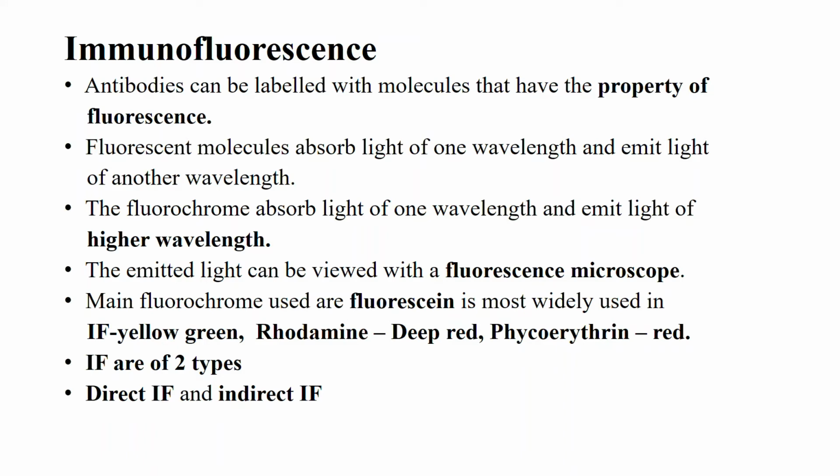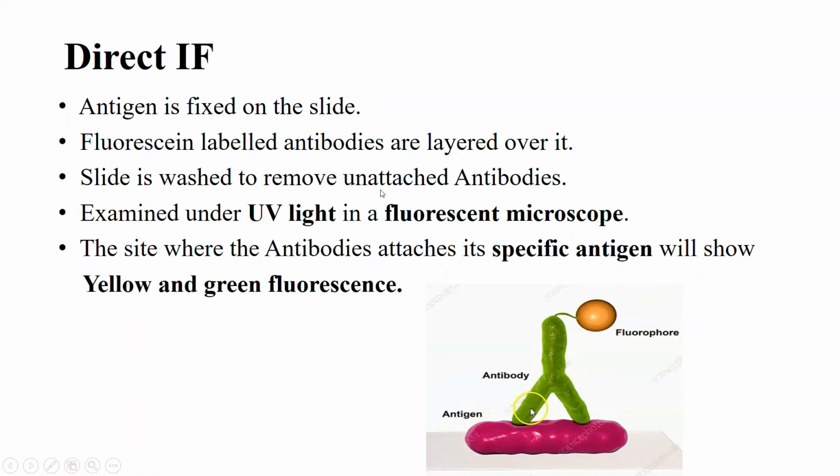It's most widely used in immunofluorescence. That will give a yellow or green fluorescence, and rhodamine will give a deep red color, and phycoerythrin will give a red color. And we have two different types of immunofluorescence, that is direct immunofluorescence and indirect immunofluorescence. You can see this direct immunofluorescence.